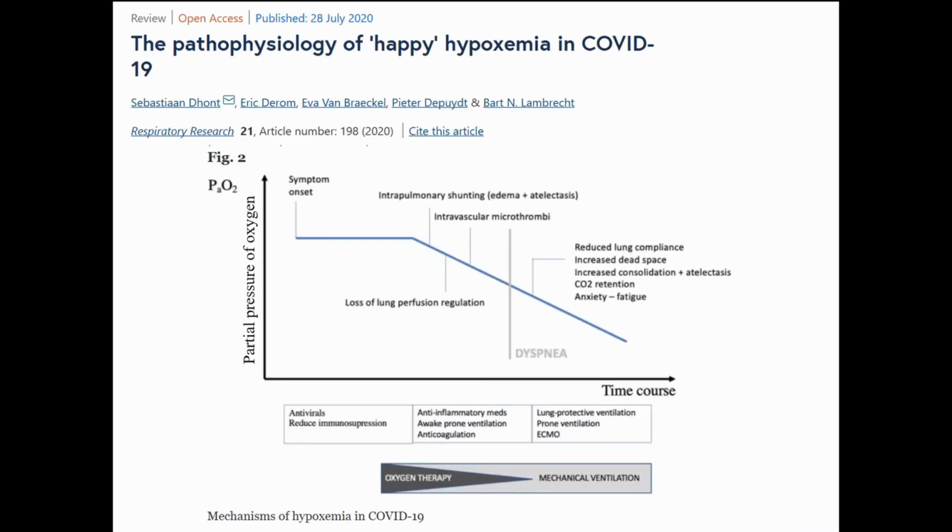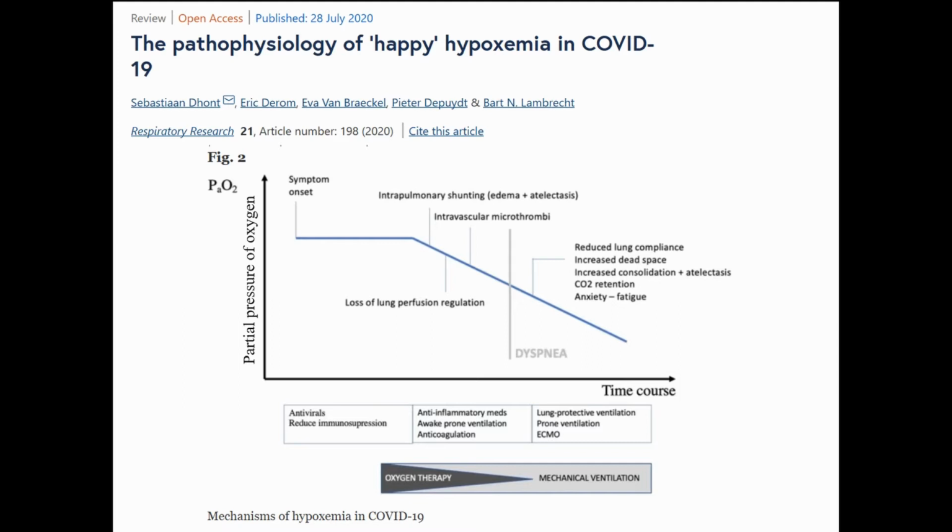So they also call it happy hypoxemia. This was from a Journal of Respiratory Research. You can see that there are levels of hypoxemia, and especially when the loss of lung perfusion regulation starts, that signifies severe dyspnea. Then in severe dyspnea, clinically speaking, you have a reduced lung compliance.